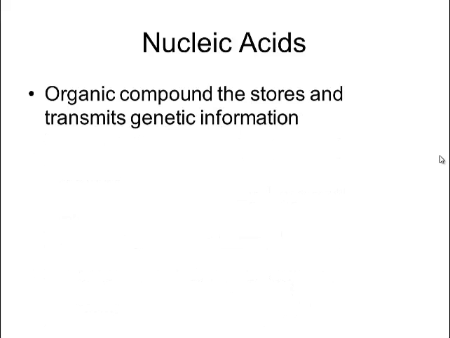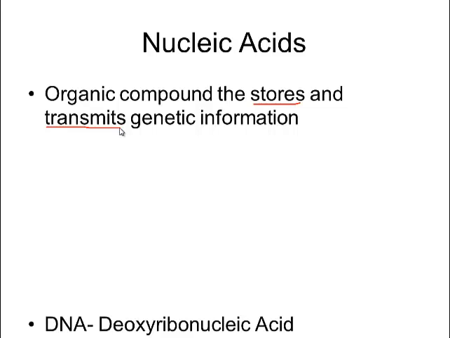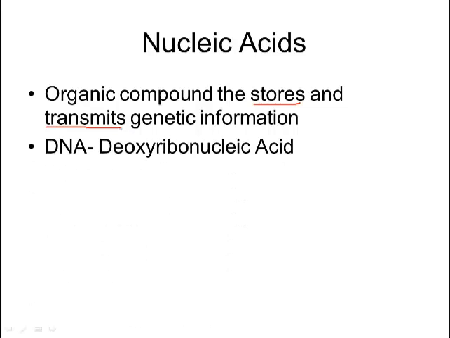So we talked in the beginning of the year about nucleic acids being organic compounds, and their job is to store and transmit genetic information. So anytime that you are looking at anything that has to do with your genetics and how your genes are going to get passed on, you're actually looking at nucleic acids. DNA is the most common nucleic acid in the sense that it's doing the storing of all of your information.